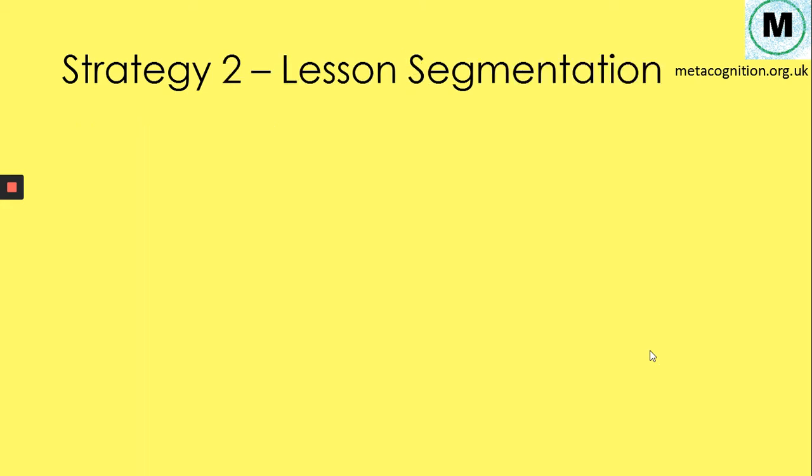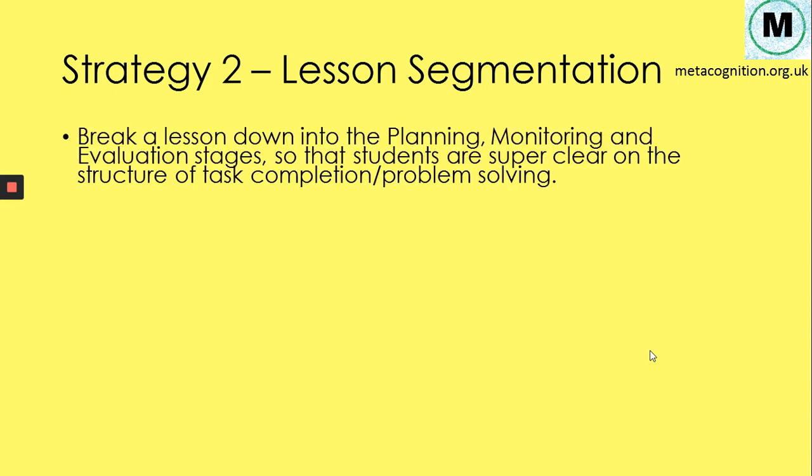Strategy 2 is lesson segmentation, and it works very similar to that first strategy. We've got 2 cycles. Break your lesson down into those cycles. It works a little bit better for the planning, monitoring, and evaluation cycle. So turn your lesson into 3 stages. Stage 1 is planning, stage 2 is monitoring, and stage 3 is evaluation. That's how we go through exam questions, that's how we solve problems, so we can go through lessons like that as well.